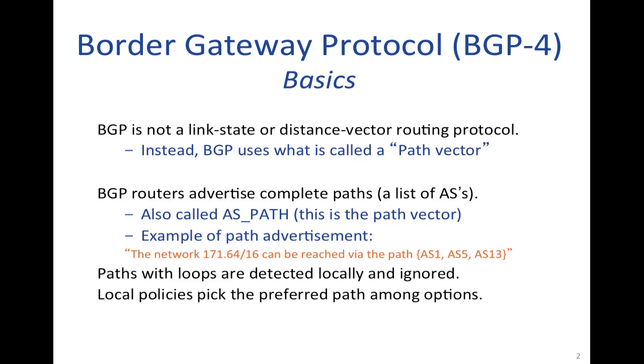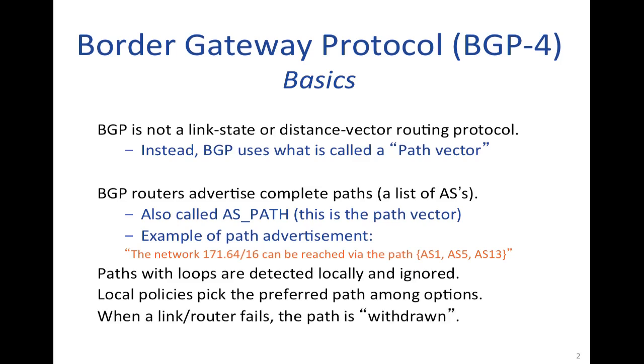But perhaps the most important feature of BGP is that local policies that are private and secret to a particular autonomous system can pick the preferred path among those that are advertised to it. So if a number of neighboring autonomous systems advertise different paths to reach the same prefix, then the local policy can pick whichever one it chooses, whichever one it wants. It's not accountable to anyone else when it's picking that.